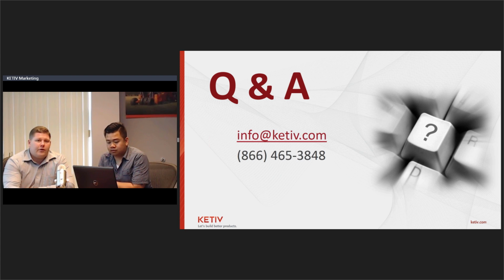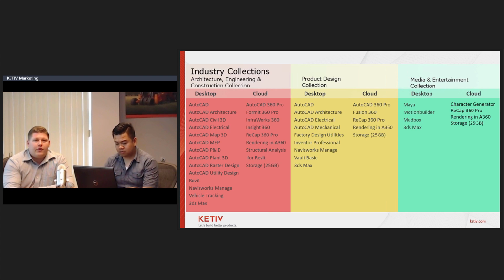And in the Industry Collections, Fusion and 3ds Max are actually in there. I know we had multiple columns in there, so it might have been something that was missed. But yeah, in the Industry Collections and perpetual licenses, you definitely get Fusion and 3ds Max as well as Inventor.